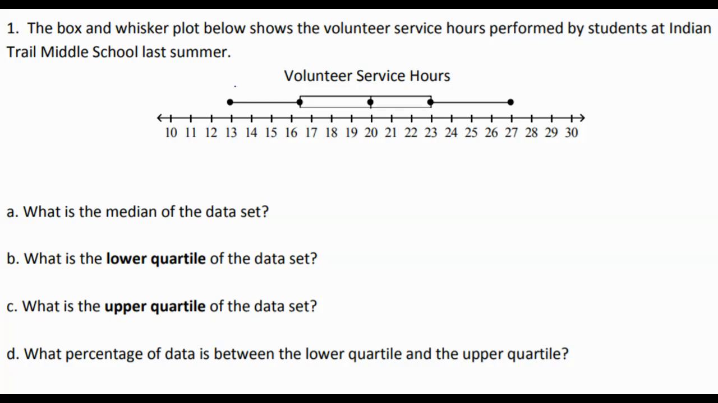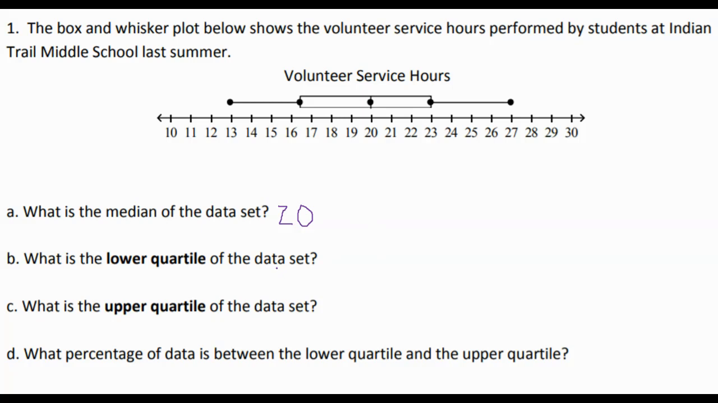So quickly looking at it, I can see the least amount that any student did was 13 hours, and the most that any student did was 27 hours. So then let's look at some of the questions here. The first question is, what is the median of the data set? Well, the median is going to be the middle of the box, the line that's going through the middle of the box. So I can see it's 20. So the median is 20.